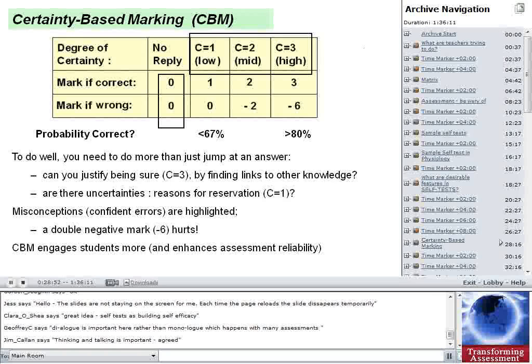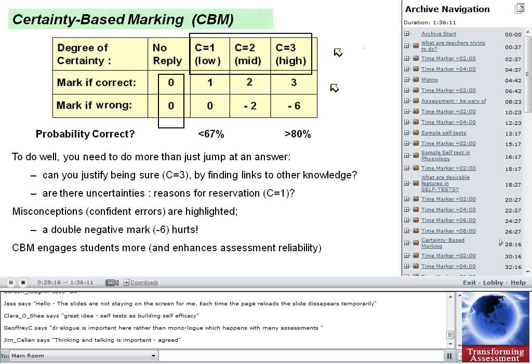But they can opt for C equals 1, C equals 2, or C equals 3. And if they got the answer right, then that's the number of marks they'll get. They'll get 3 marks if they're sure it's right, and they'll get only 1 mark if they express low certainty for the correctness of their answer.